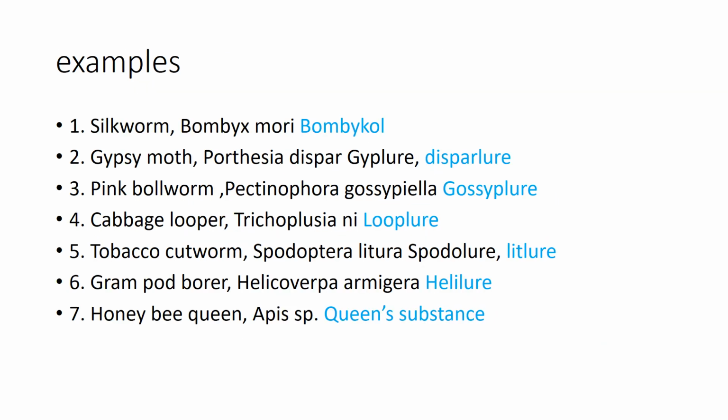Here I've written some basic examples, because from the examiner's point of view, quoting examples is always very good, as it beefs up your marks. When you quote two or three examples, the examiner will have the idea that the candidate is worthy of two or three extra marks. So if not all seven, at least remember the basic two or three. For example: silkworm, bombykol; pink bollworm, gossyplure; cabbage looper, looplure. Just remember these things.